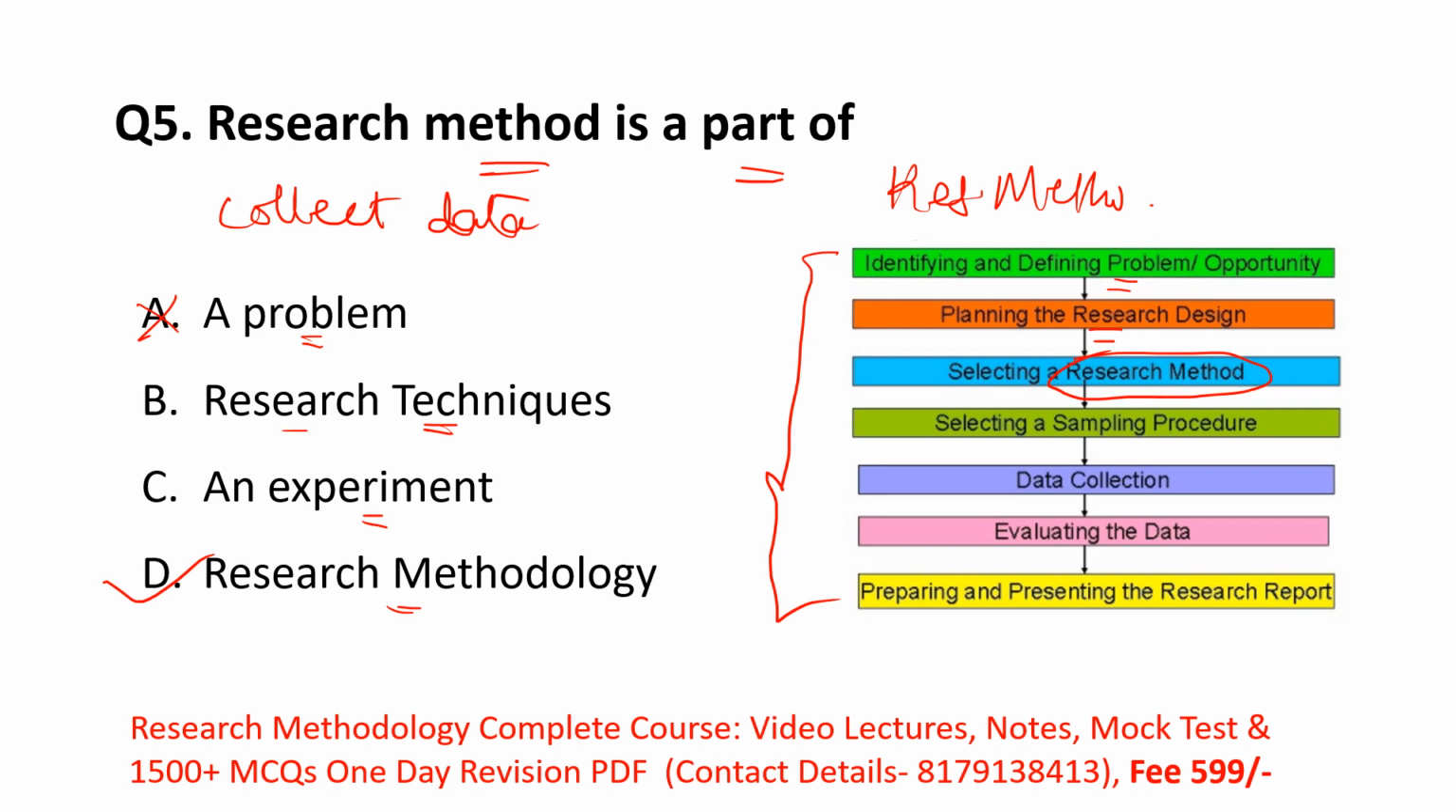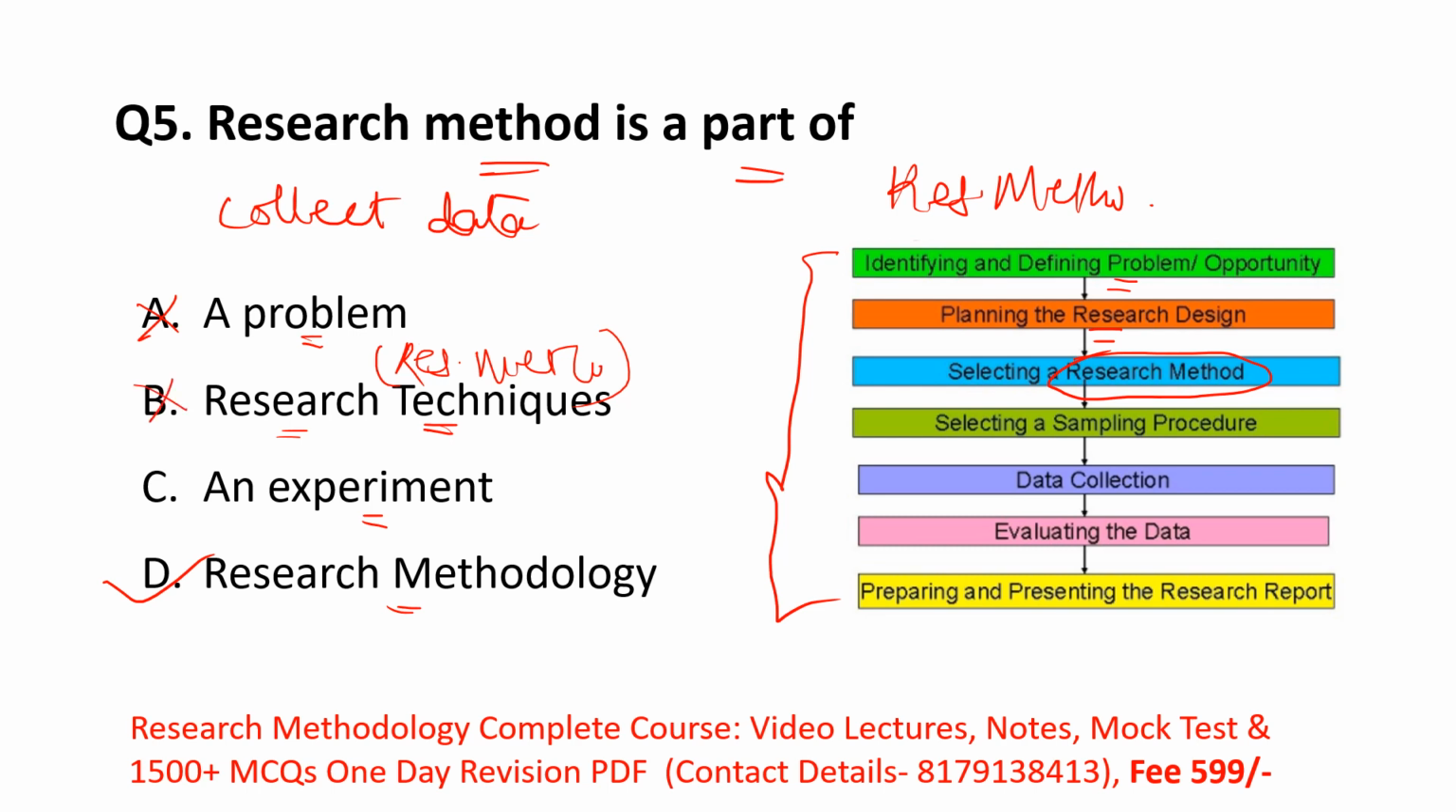Then option B, research techniques. So remember, research techniques is also known as research methods. Method is another name for technique. So the research method and research techniques are the same. So obviously here option B is incorrect.